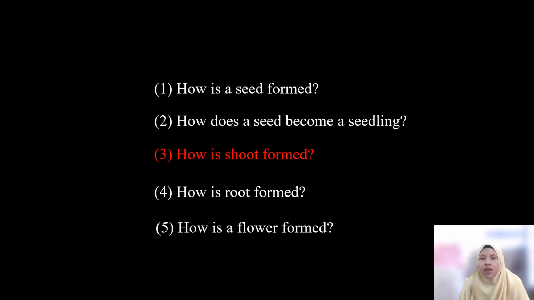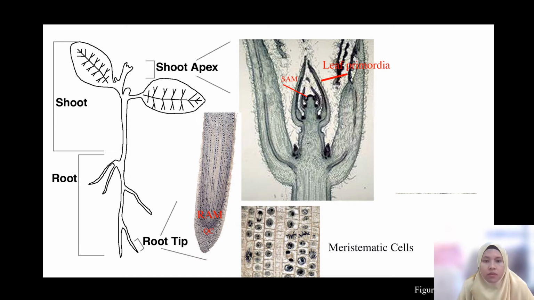So that is how the seed will become the seedling. So let's see how the shoot is formed. Okay, before that, in one plant there are the shoot part and also the root part. So we're going to have a look at the shoot first. Nanti later we'll have a look at the root part, on how the shoot is formed.